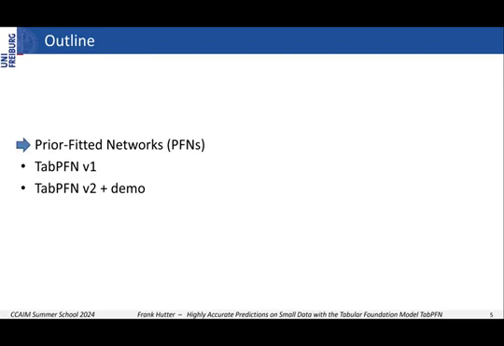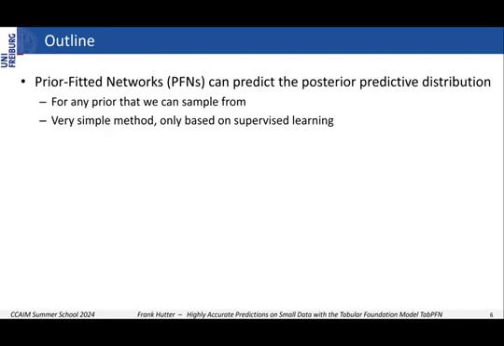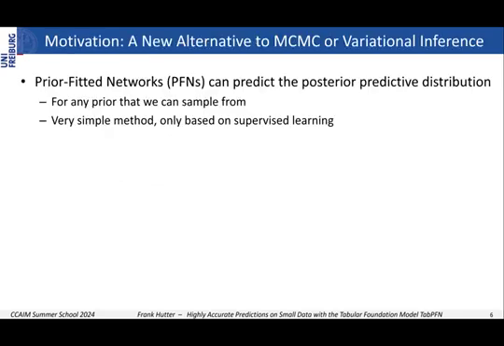All right, let's dive right in. So prior fitted networks. PFNs can predict the posterior predictive distribution for any prior that we can sample from. And they're a very simple method in contrast to MCMC, Markov chain Monte Carlo, or variational inference. There's no complex math involved. All that you need to do is supervised learning on data that you sampled from your prior.